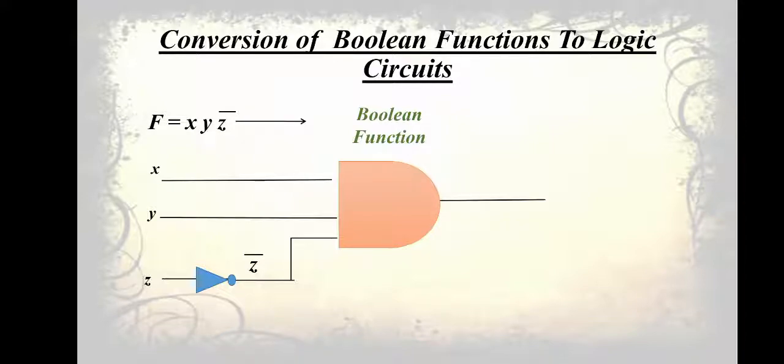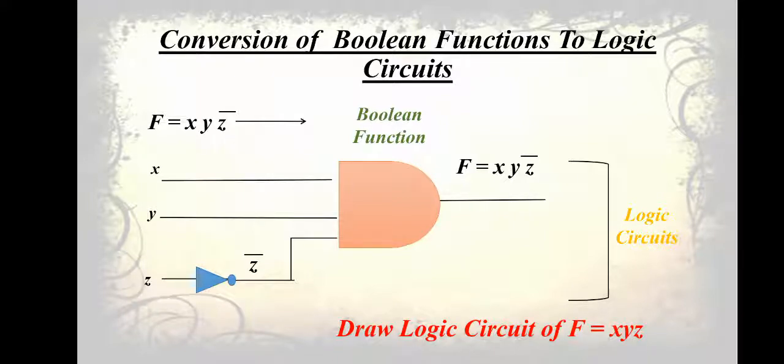And now what will be the output? The output will be F = x y z'. So this is actually the logic circuit. This is known as the logic circuit. To draw logic circuits we have to memorize the symbols of gates.